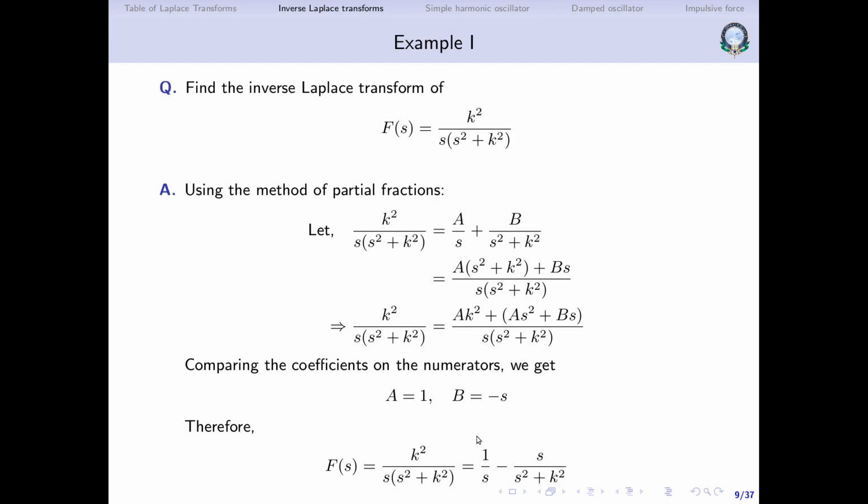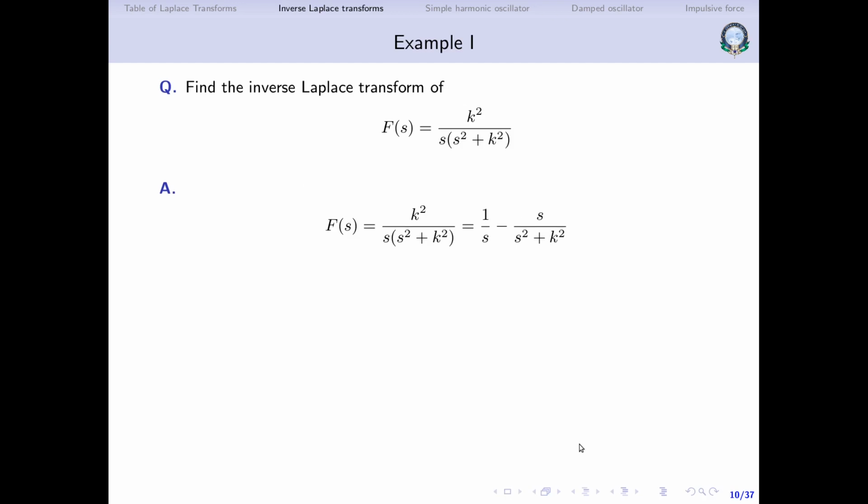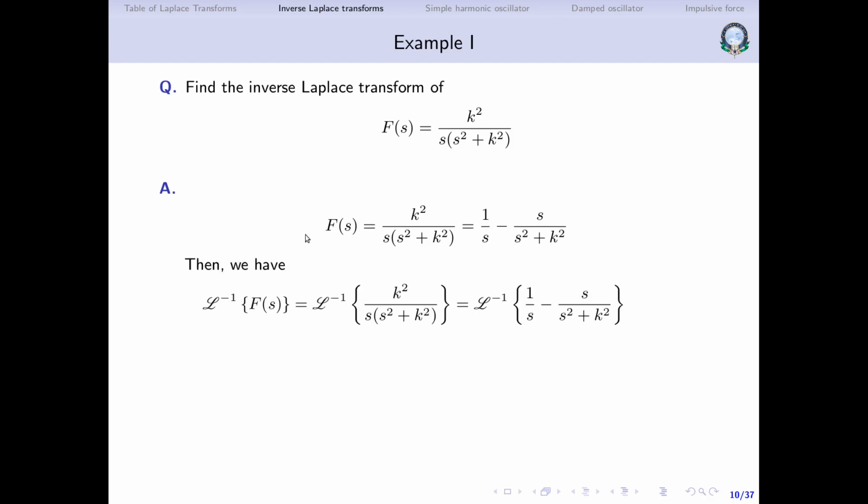So now if you want to find out the Laplace transform of this, we need the inverse Laplace transform of capital F. We need to find out the inverse Laplace transform of these. So capital F of s is basically this. If I take the inverse Laplace transform throughout, the inverse Laplace transform of capital F is equal to the inverse Laplace transform of this one, which is equal to inverse Laplace transform of this minus this.